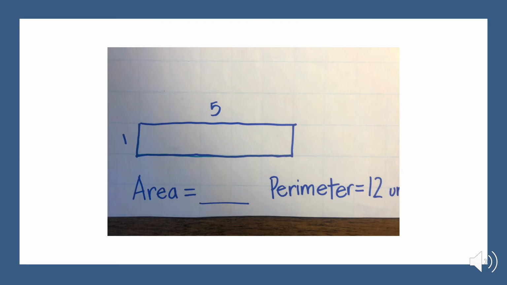All right, let's look at this rectangle. I've labeled the length and the width of this rectangle. And I've given you the perimeter. It's got a little cut off. It says 12 units is the perimeter. I want you to find the area. Please remember, how do we find the space in the middle? How do we find the area? Use this time to figure it out on your own.